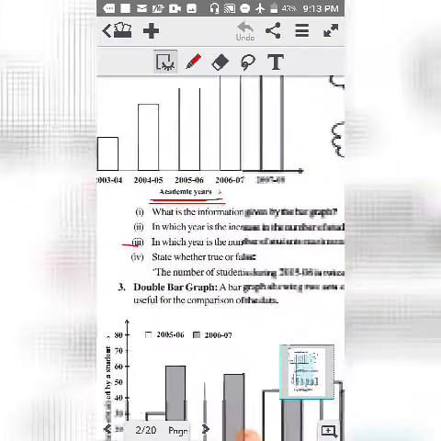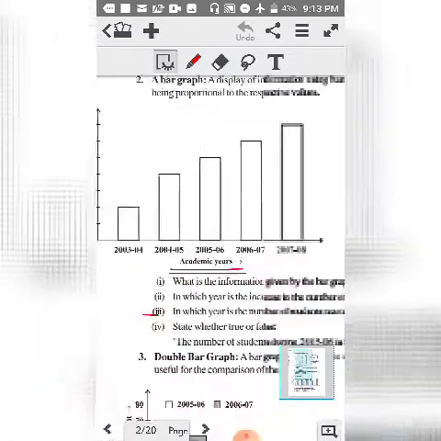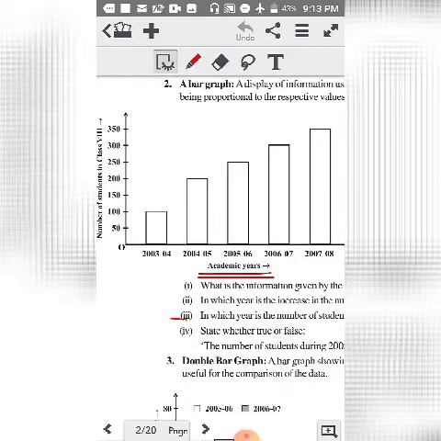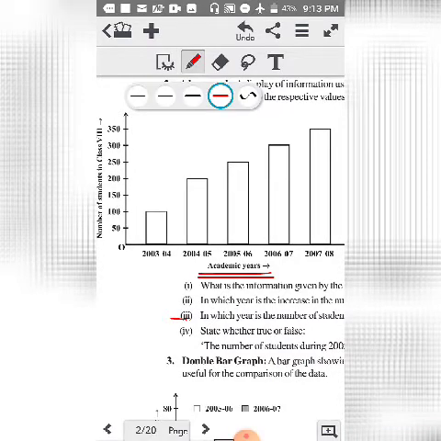In which year is the increase more? So you can see when is the increase. There is a constant increase, but in which year is the increase more? From this rectangle to this rectangle there is a bigger increase, whereas in the other, from here to here, the increase is there but not much. So from 2003 to 2005 the increase is more.